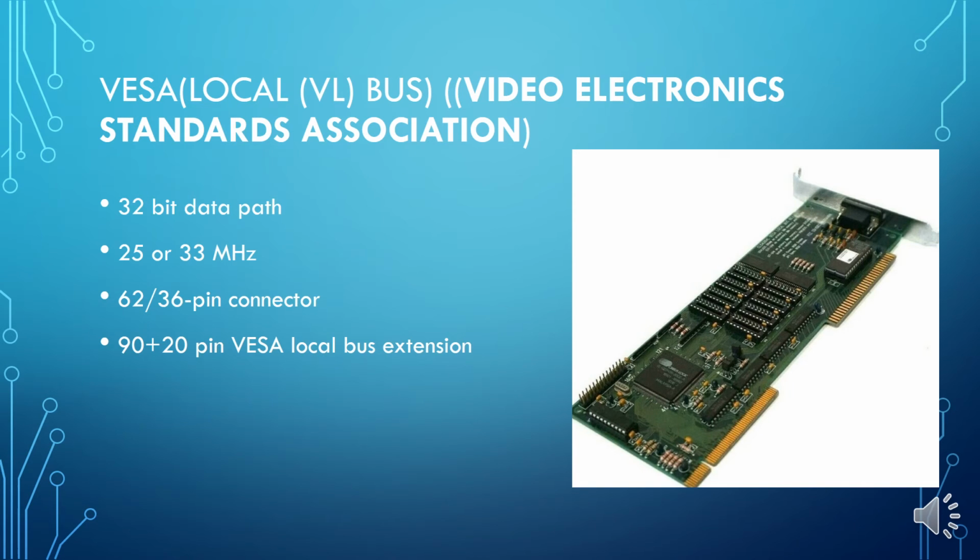So the next is VESA, that is Video Electronics Standards Association. It supports a 32-bit data path, 25 or 33 megahertz speed, and you can see the number of pins in the connector it is supporting. The main problem with the MCA and EISA designs was that developers needed an improved bus architecture to speed up graphics adapter performance and keep up with evolving operating system technologies such as Microsoft Windows.